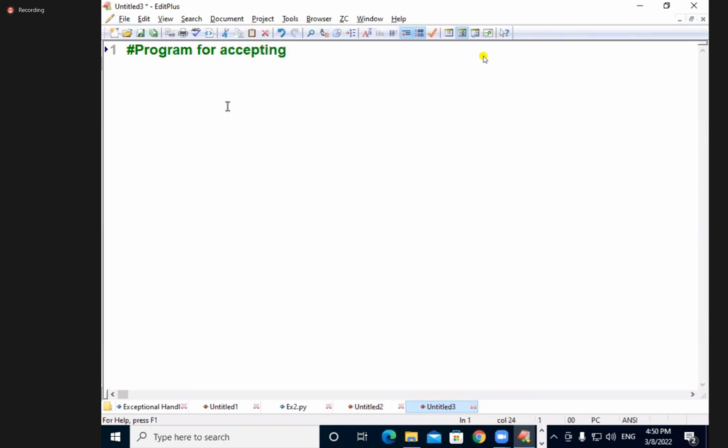Program for accepting two integer values and finding their division. Okay, find their division. Now I will write the detailed code in the class. Look at students. S1 is equal to input of 'enter first value'.